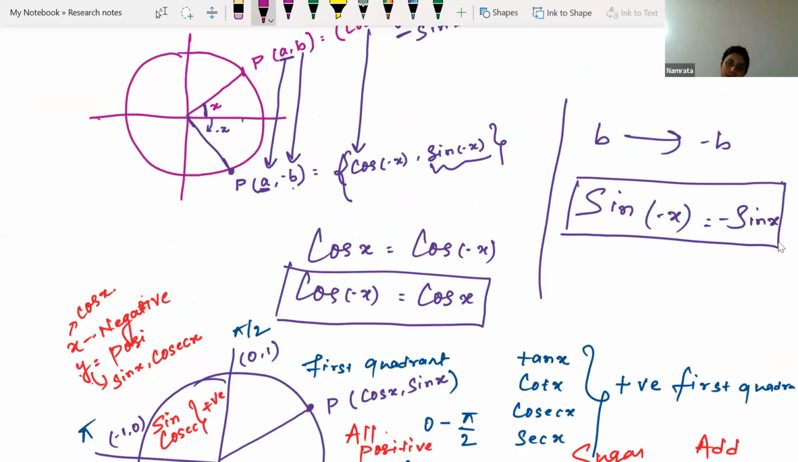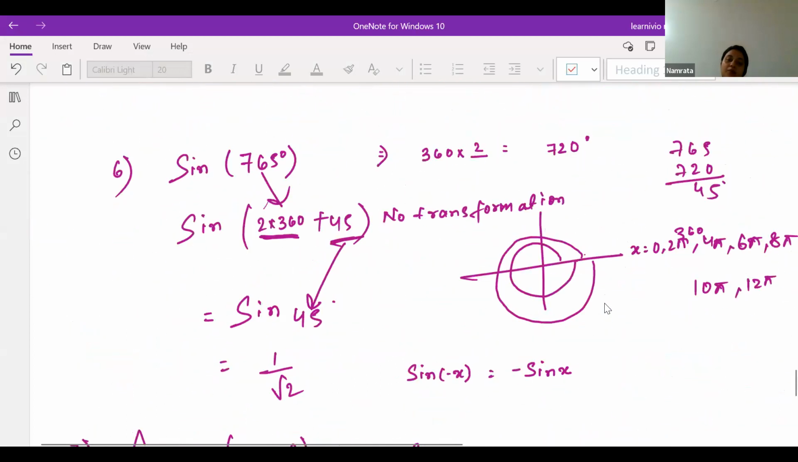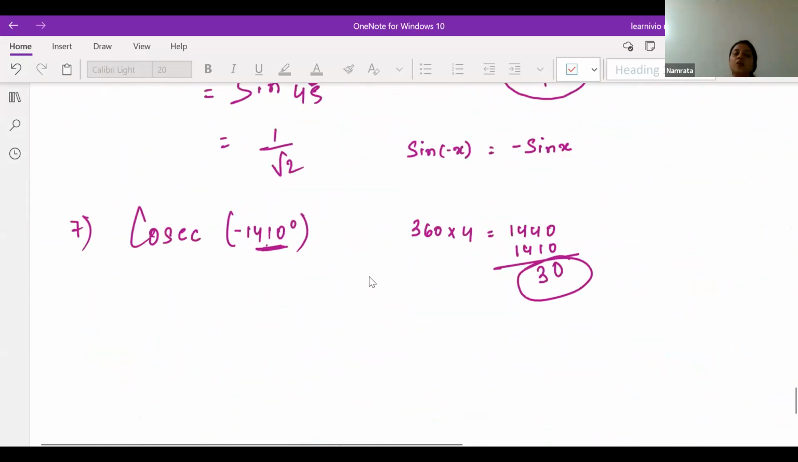Yes, ma'am. And cos of minus x? Kya hota hai? Sirf cos x hota hai. Cos minus sign ko absorb kar leta hai, lekin sine absorb nahi karta hai. Okay? So we are going to use that rule. Ki agar sine absorb nahi karta hai, to uska ye jo sibling hai, cosec, ye bhi absorb nahi karega. तो cosec of minus theta, minus cosec theta हो जाएगा.